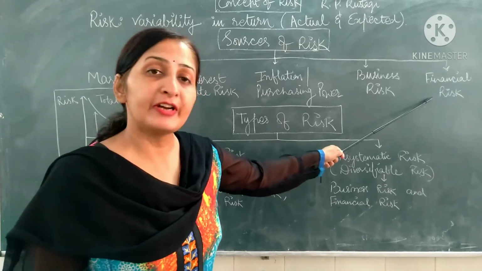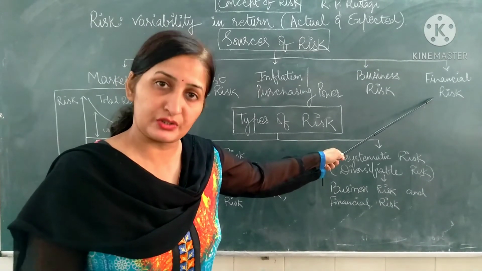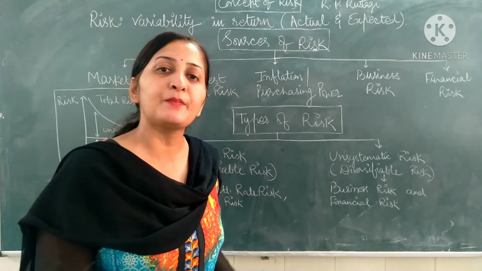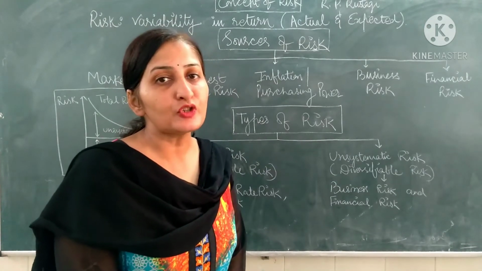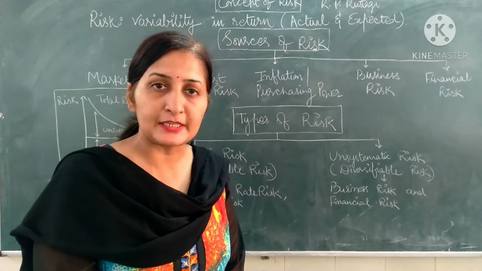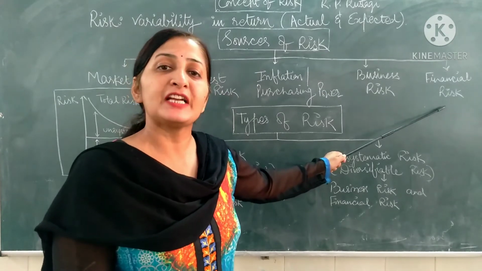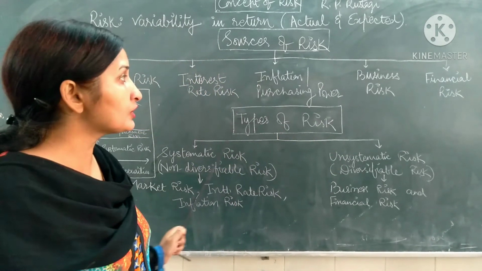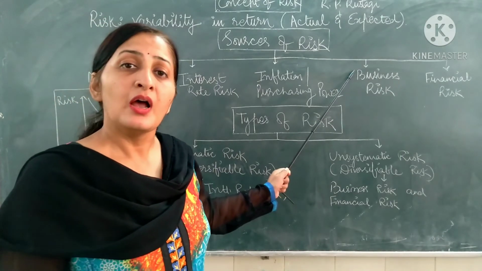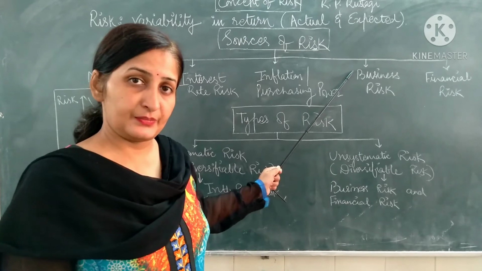Next we have financial risk. For financial risk we will refer to the capital structure. The capital structure is made up of equity and debt. So, the higher the proportion of debt in the capital structure of the company, the more it will give rise to financial risk. So, these are the various sources of risk which account for the total risk of the investor.